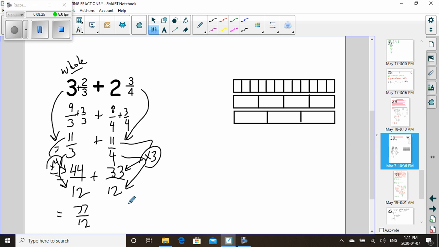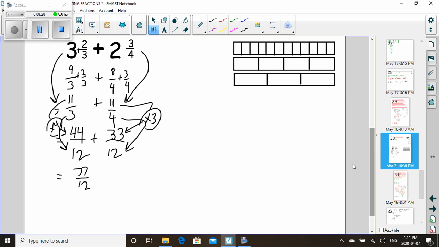Okay. Now the last thing is put this back into mixed, because we don't usually leave numbers in improper form. But putting it back into mixed, remember, fractions are division. We've said that so many times. Fractions are division. So 77 divided by 12, or how many 12s are there in 77? If we think about it, 12 times 5 is 60, 12 times 6 is 72, 12 times 7 is 84. That's too much. So 12 times 6 is what we're thinking about.